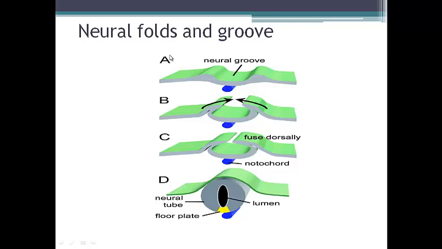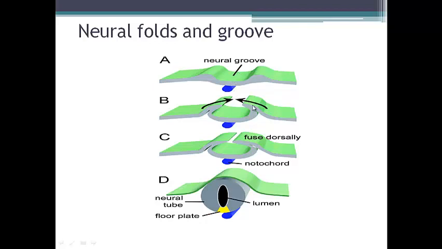We're going to take this in order, obviously, from A to D. This is a cross section, and what they've done is they've left the ectoderm here. This is this layer, and anything in green is the neural plate. In this first picture, you can see how the sides of the neural plate are starting to elevate, and they form the neural folds. This depression in the middle between them is called the neural groove.